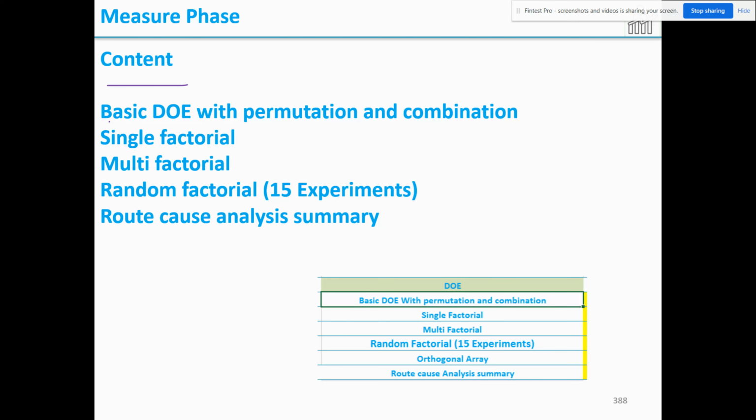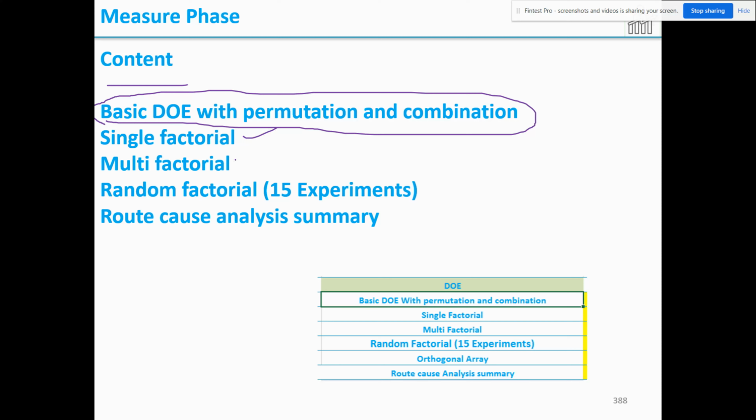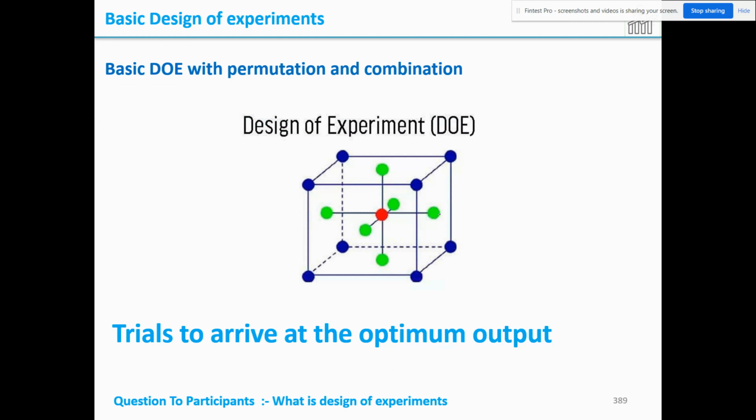So first, the contents are basic DOE with permutation and combination. We learned the permutation and combination formula in our schooling days, so we'll just glance at what permutation and combination are. Then we'll see single factorial, multifactorial, and random factorial with 15 experiments. Then we'll enter the root cause analysis summary.